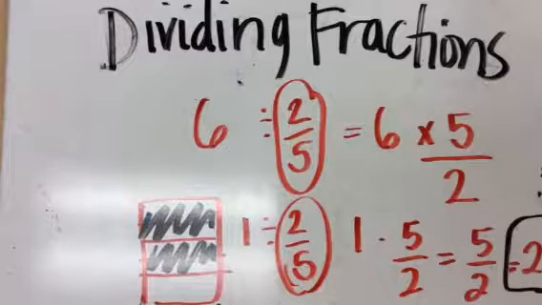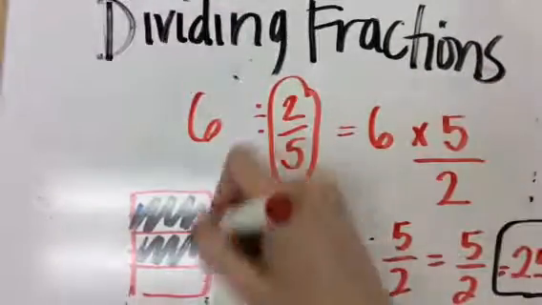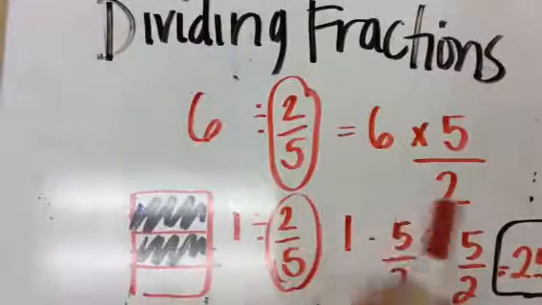So that's how we would end up dividing fractions. You can either multiply by that reciprocal like I did here, or you could draw a picture and try to pull out as many as you can from your picture.